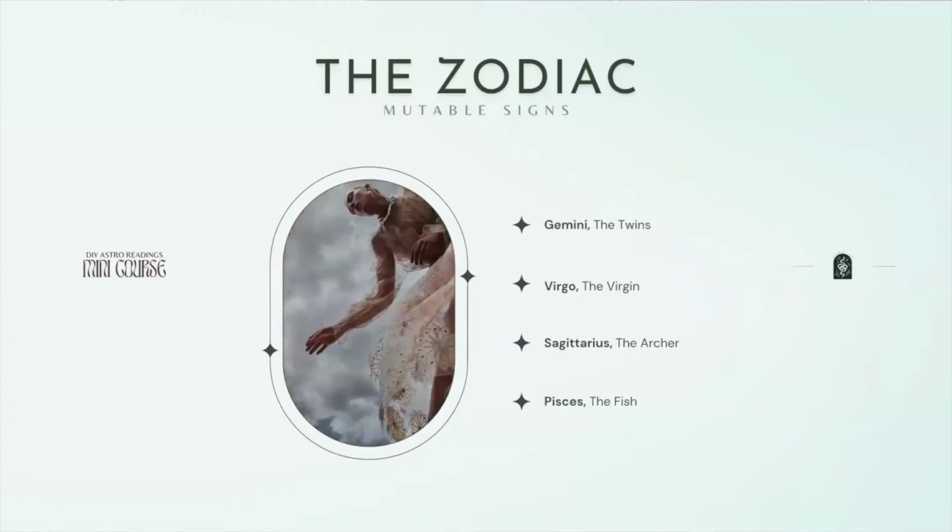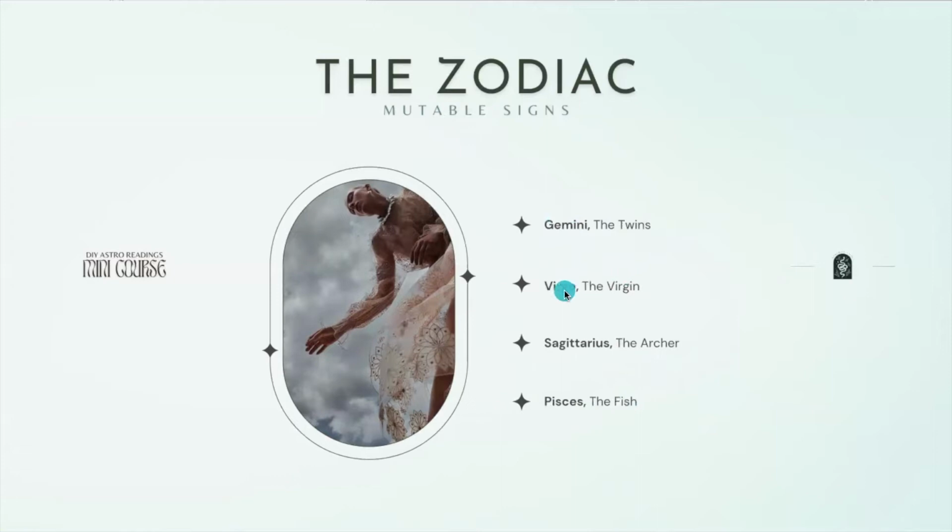And then we have the last of the three categories, the mutable signs. So we've got an air sign, an earth sign, a fire sign, and a water sign. The mutable signs, interestingly enough, are the only mode that has only two rulers.